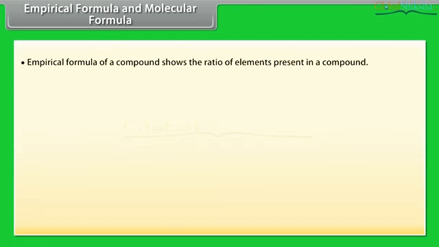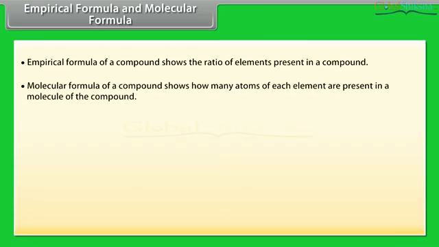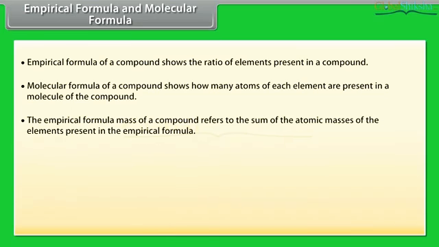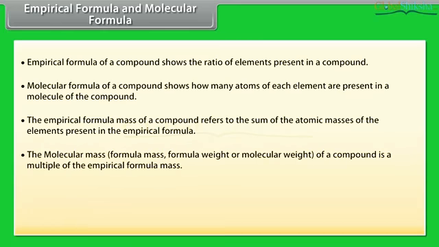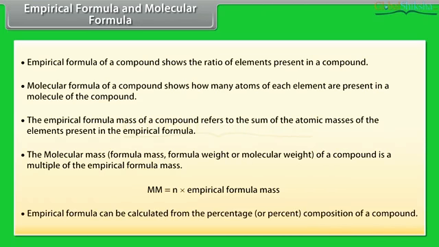Empirical formula of a compound shows the ratio of elements present in a compound. Molecular formula of a compound shows how many atoms of each element are present in a molecule of the compound. The empirical formula mass of a compound refers to the sum of the atomic masses of the elements present in the empirical formula. The molecular mass, formula weight, or molecular weight of a compound is a multiple of the empirical formula mass. Mm is equal to n into empirical formula mass. Empirical formula can be calculated from the percentage or percent composition of a compound.